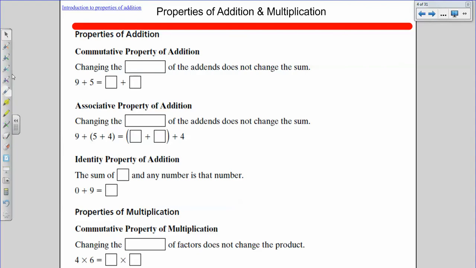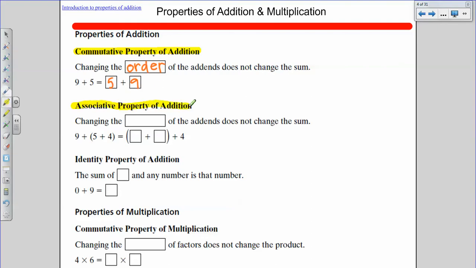Okay, so properties of addition that are going to be important for us to know. The commutative property of addition. This allows us to change the order of the addends, and it does not change our sum. So for example, I can say 9 plus 5 is the same as saying 5 plus 9. So I've just flip-flopped the order.